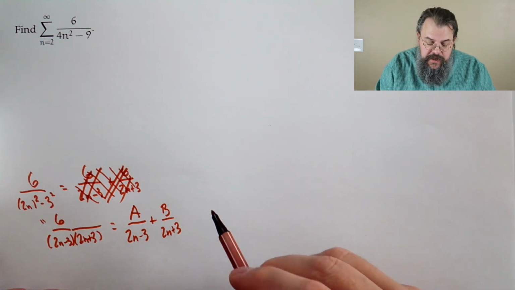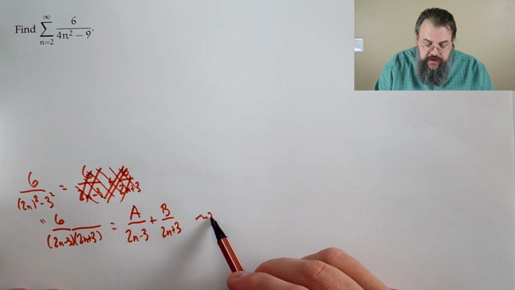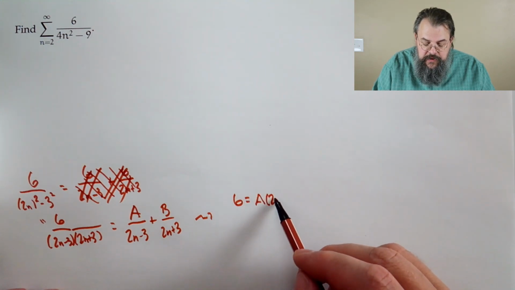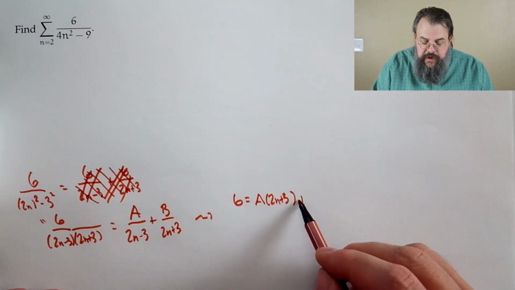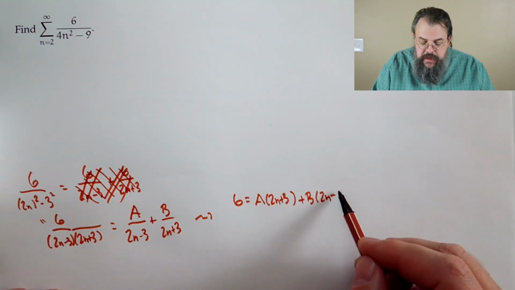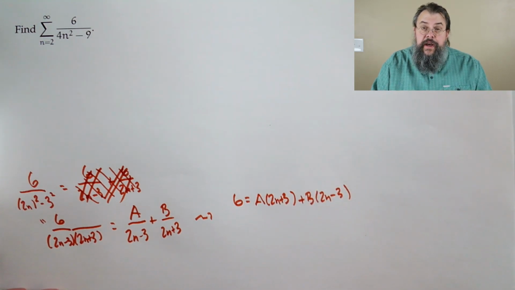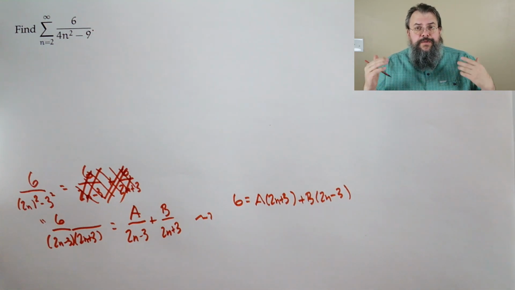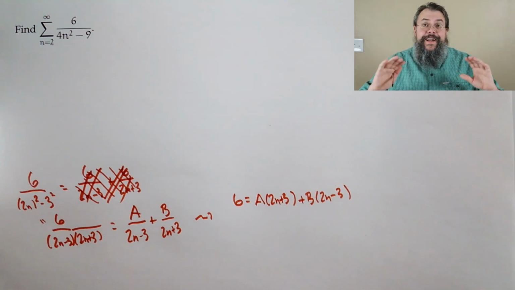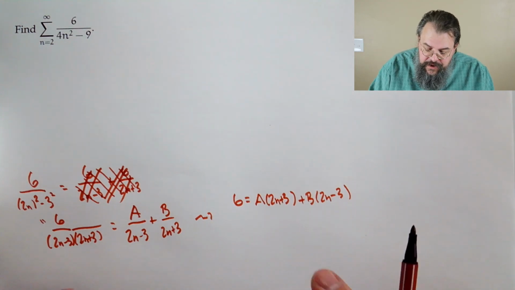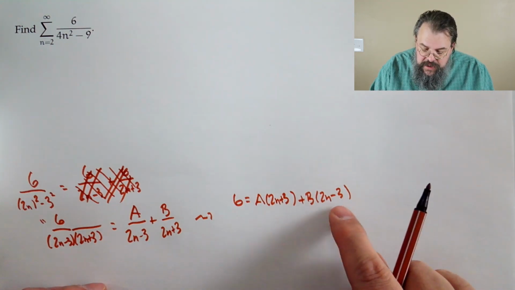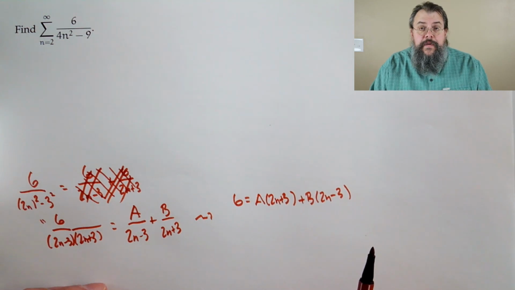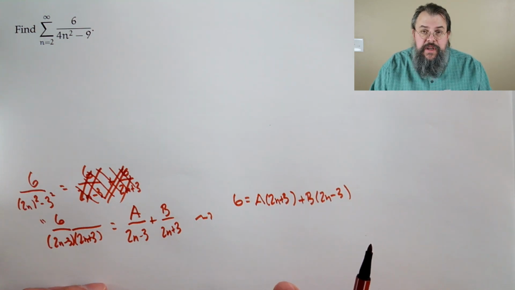Clear our denominators. Okay, so we're going to get 6 is equal to a times 2n plus 3 plus b times 2n minus 3. And now we can choose nice values for n. And don't worry if you're like, oh, shouldn't we choose nice whole numbers? No. Any value you want. We pick numbers that make these terms simple, and oftentimes the way to make things simple is to make something 0.